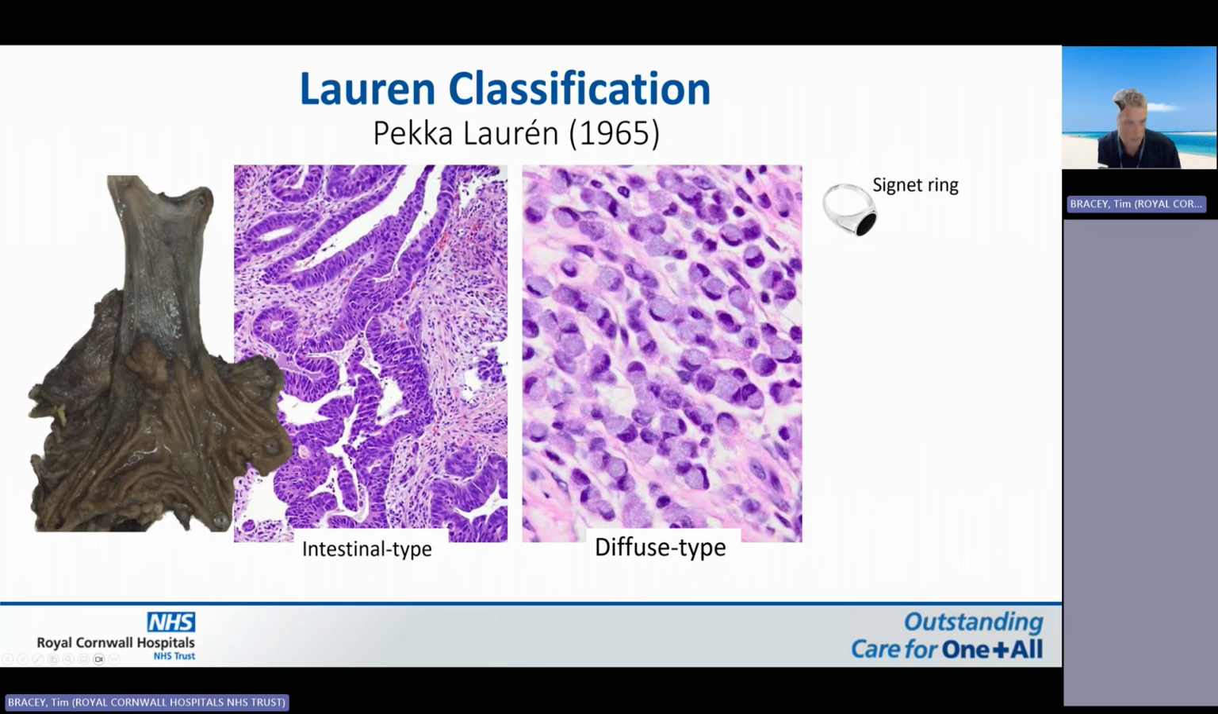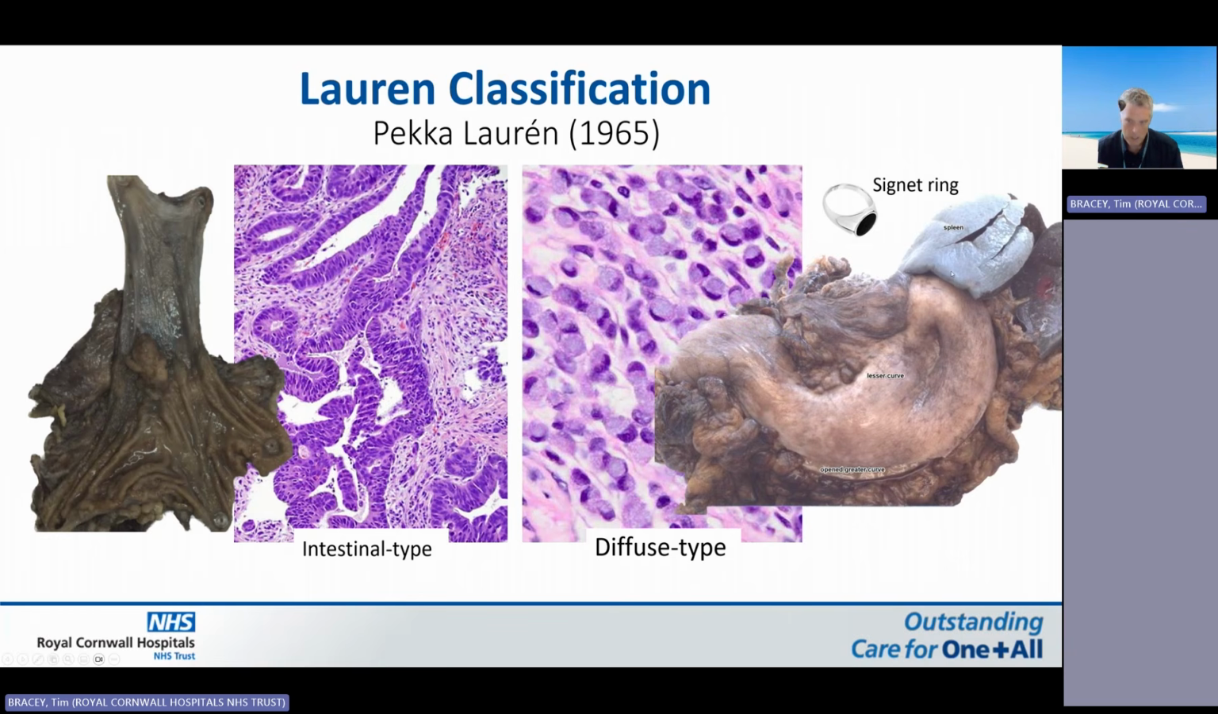And this is a resection specimen from an intestinal type adenocarcinoma, showing a sort of classical junctional location, the oesophagus here and the stomach, an obvious tumour that the surgeon can find and resect and identify and stage.